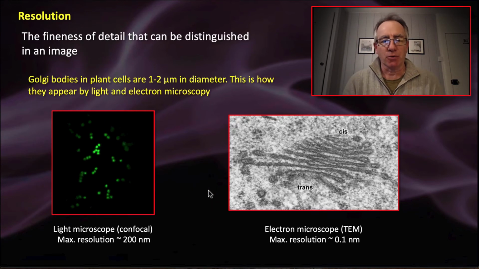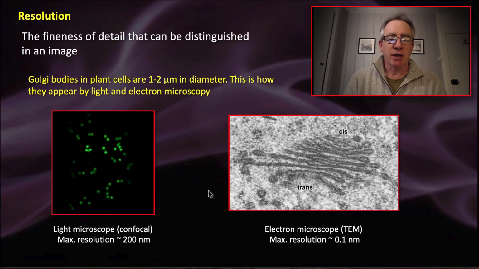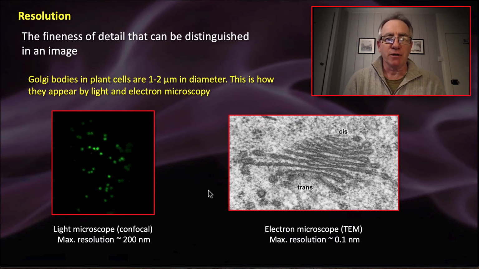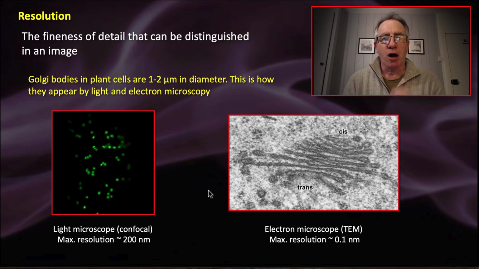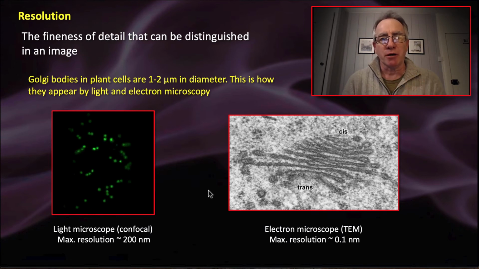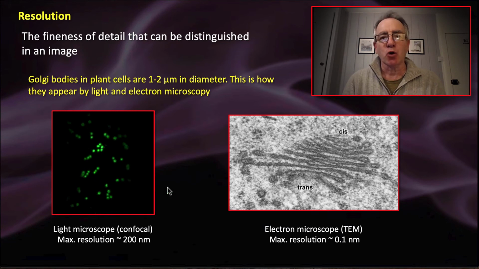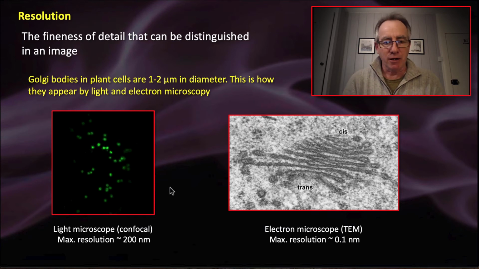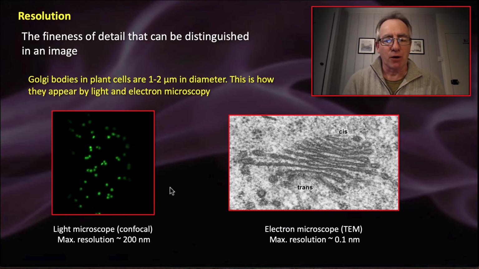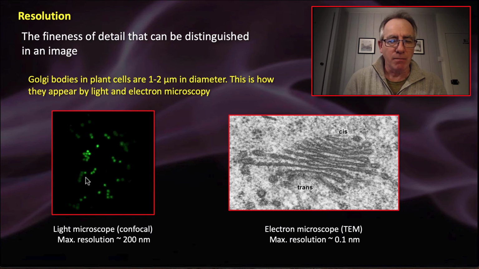Let's give you a real-world example of resolution. In a very well set up, very high-end research microscope, I want to look at the Golgi bodies in a plant cell. Those little green dots that you see running around are Golgi bodies that have been stained with a green fluorescent protein. And I love watching them. You can watch them move around for hours. This is quite highly magnified.